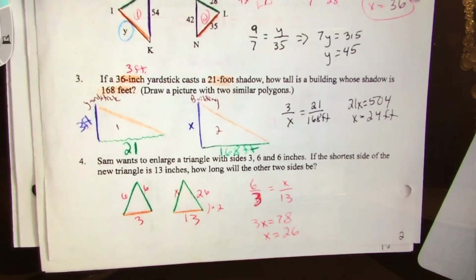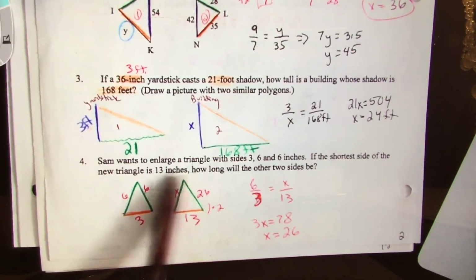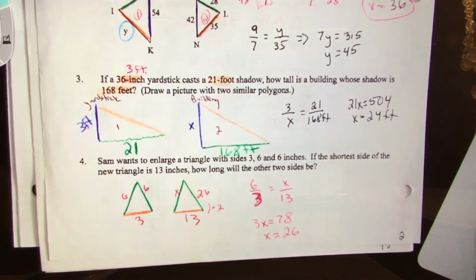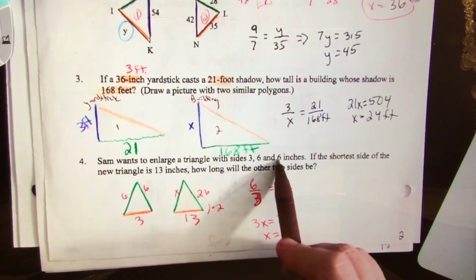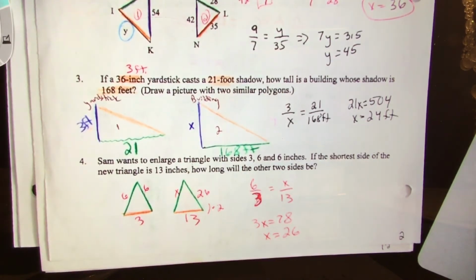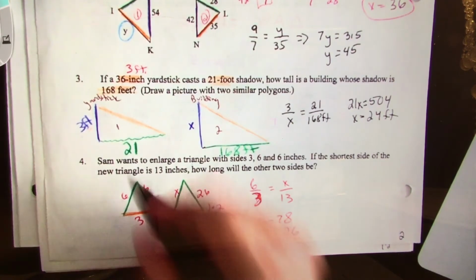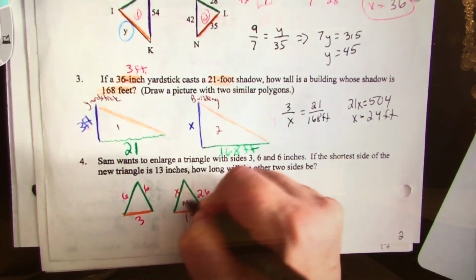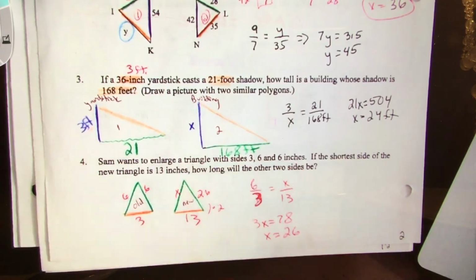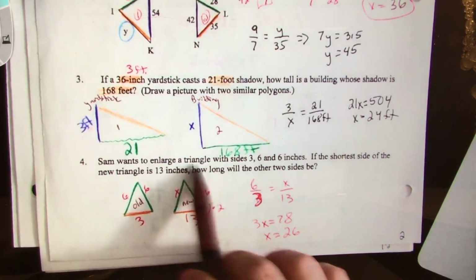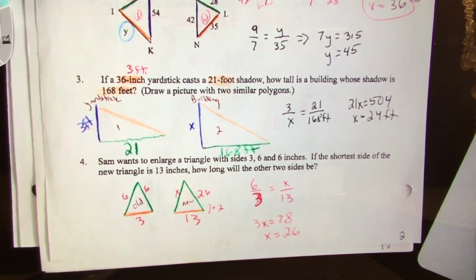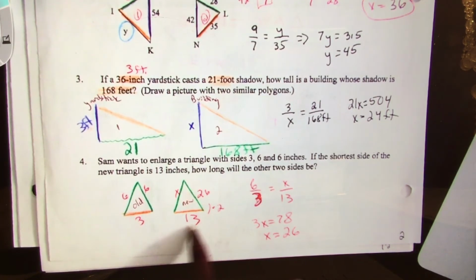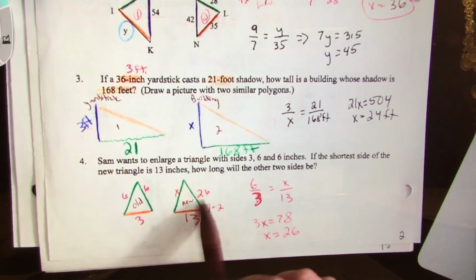The fourth one, the last one on this page, it says Sam wants to enlarge a triangle with sides 3, 6, and 6 inches. Well, right now, 3, 6, and 6 inches tells me isosceles triangle. But the shortest side of the new triangle is 13 inches. So this is the new triangle and this is the old triangle. There's my old triangle. And the new triangle, the bottom side is going to be 13. How big are these sides going to be?